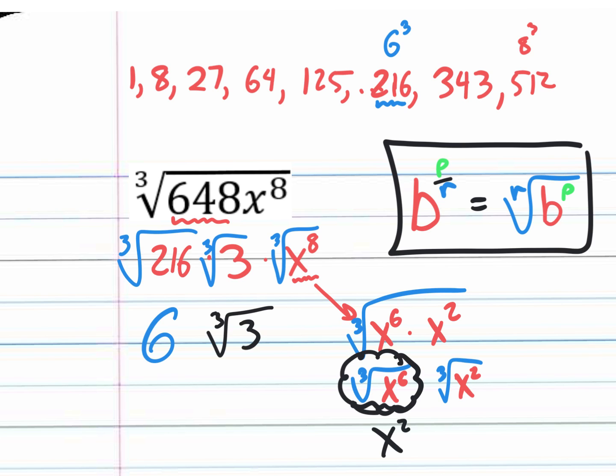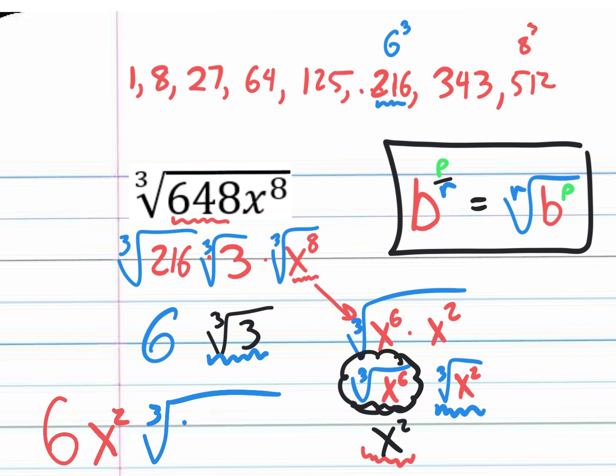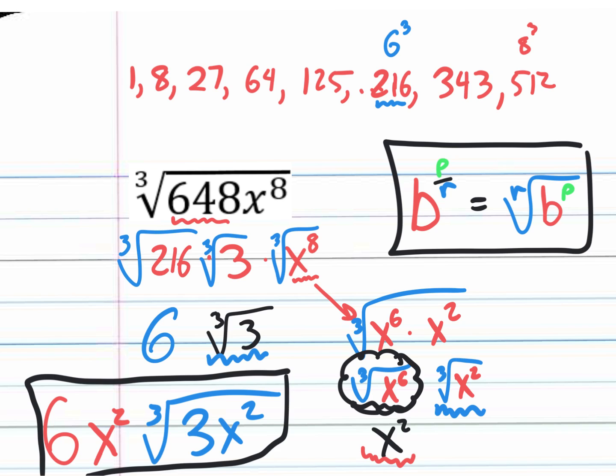So what do we have left? We have the beautiful 6. Let me write it in red here. Here's my final answer. Beautiful 6, I have the beautiful x squared that I just found right here, 6x squared. And then we have what's left over inside the root. So we have the cube root of 3 and the cube root of x squared. So let's put those together: the cube root of 3x squared. Ladies and gentlemen, this is your answer: 6x squared times the cube root of 3x squared.